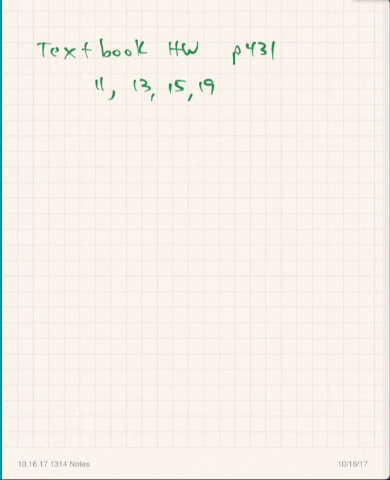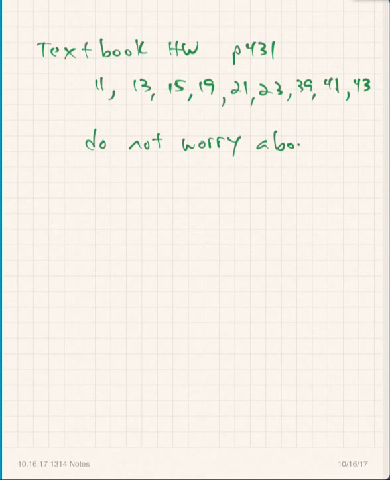Let me give you some textbook problems to look at also, and emphasize that you should be working on WebAssign. But so, textbook homework. This is on page 431 of your book, and these are problems numbers 11, 13, 15, 19, 21, 23, 39, 41, and 43. Now remember, we are not going to look at slant asymptotes, and I'm generally not going to have you find places, unless they're intercepts, where the graph crosses its horizontal asymptote. So don't worry about slant asymptotes.